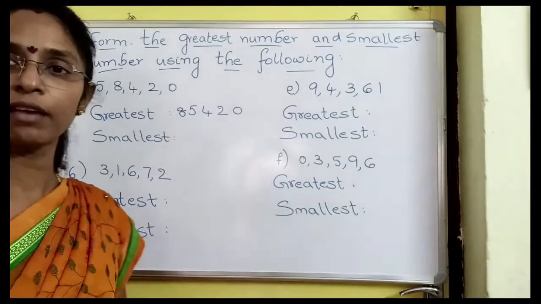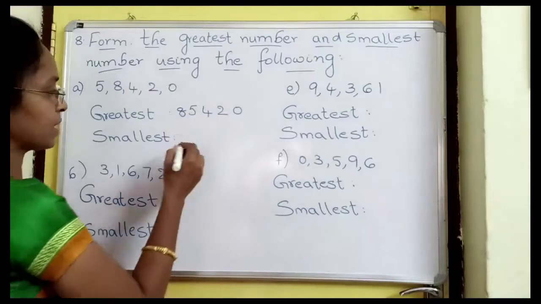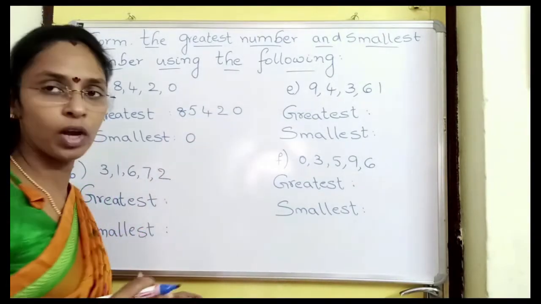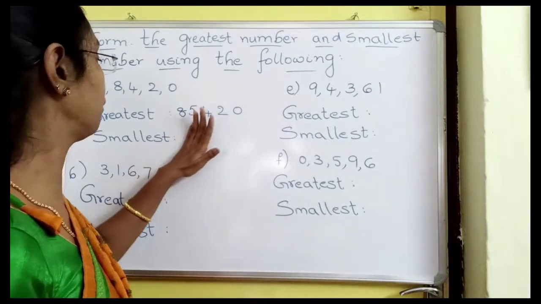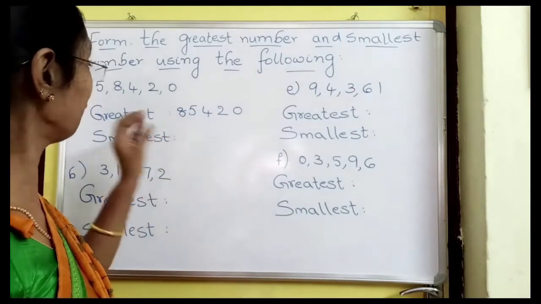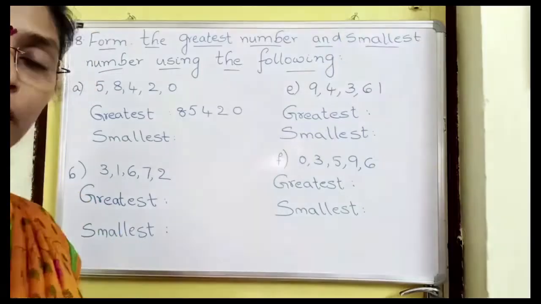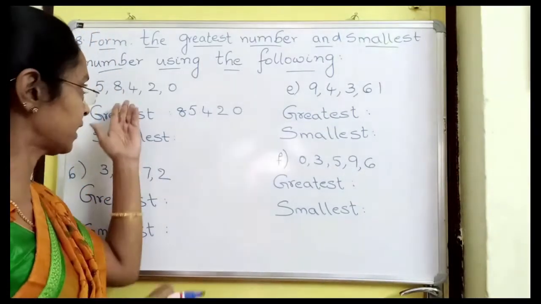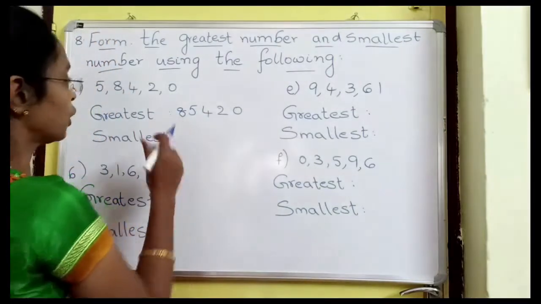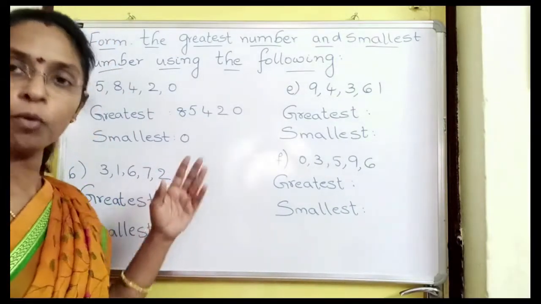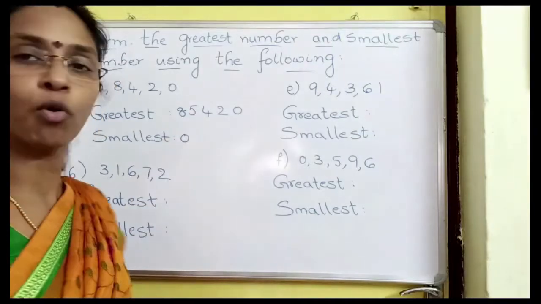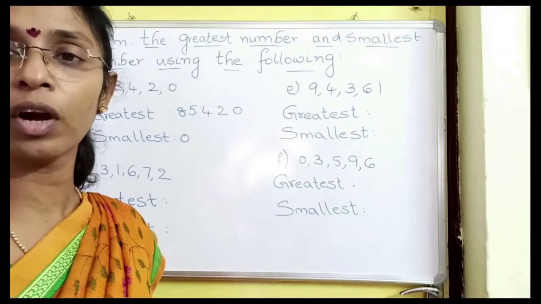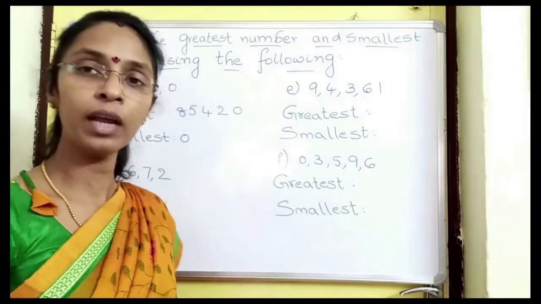When you have 0 in the given number, 0 is the smallest number. Now, if you arrange the numbers in ascending order, that becomes the smallest number. So when you are arranging these numbers in ascending order, 0 comes first. But if you place 0 first, that becomes a 4-digit number, because when you write 0 before any number, 0 will not have any value.